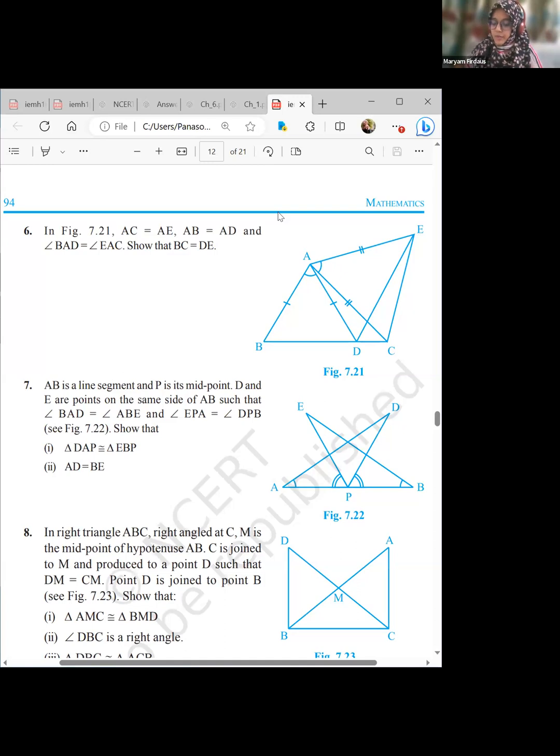Now, what all is common? AC is equal to AE from equation number 1. AB, which is this one, is equal to AD, which is this one. And we have shown from the third equation that angle BAC, which is this one, is equal to angle EAD, which is this one. So are these two triangles congruent or not? Yes.